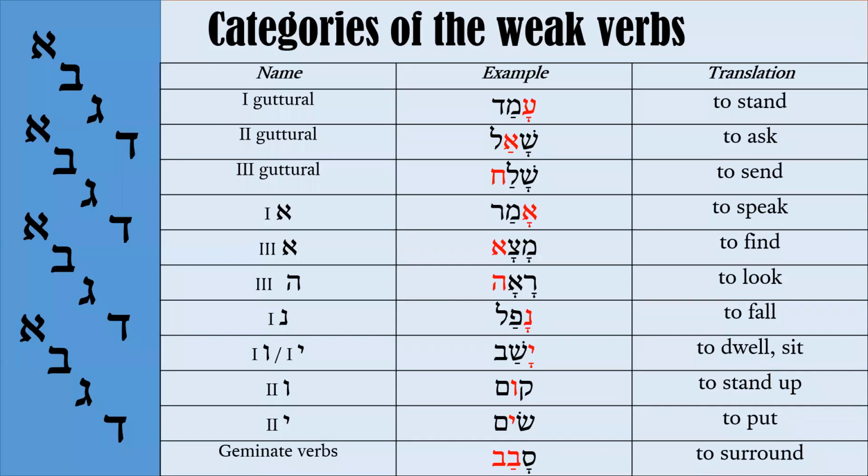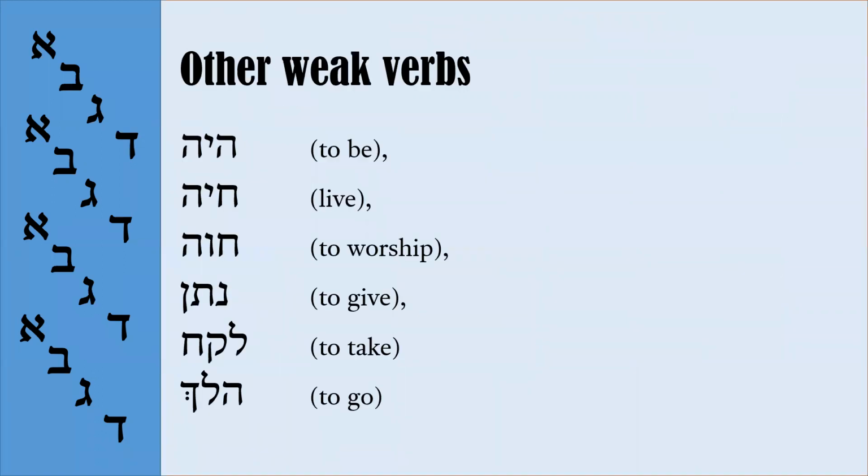But do not be afraid of them, because actually it is not as difficult as it may seem to be. And now we will see. So now our task is to understand the three first categories: first guttural, second guttural, and third guttural. And we will see that it is not difficult at all. It is just minor issues. And also today we will discuss the verbs with the third hey. And now let us start. So yes, and there are other weak verbs, and we will speak about them a little bit later.